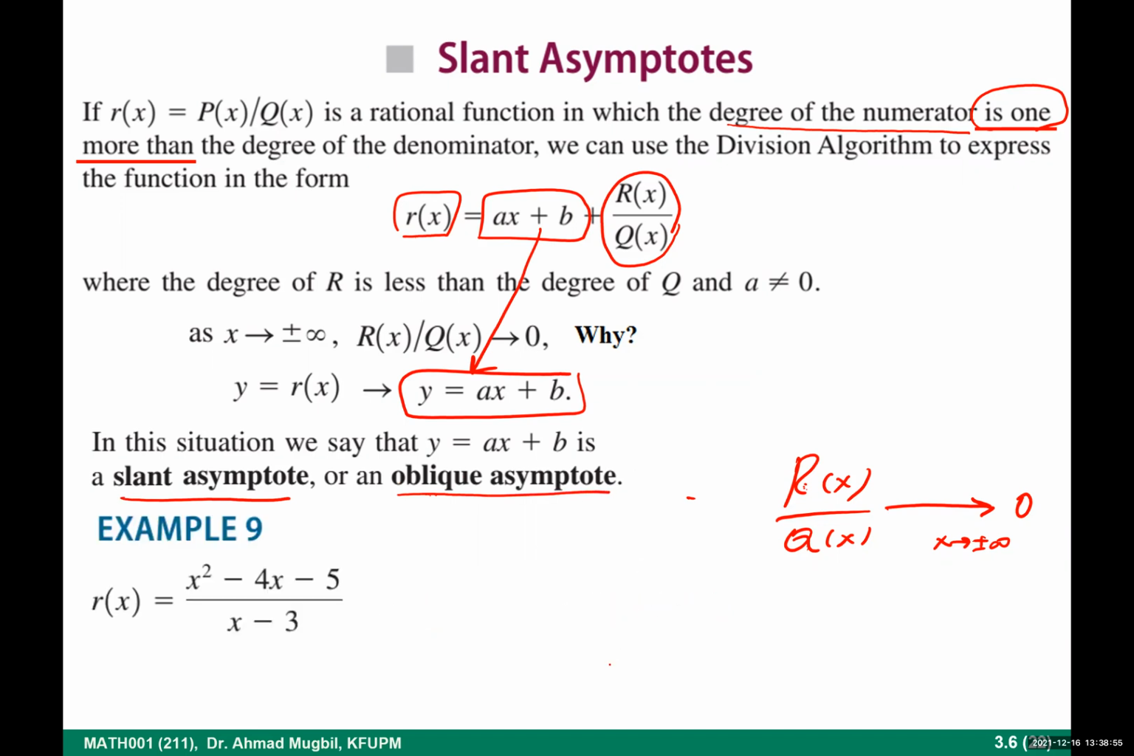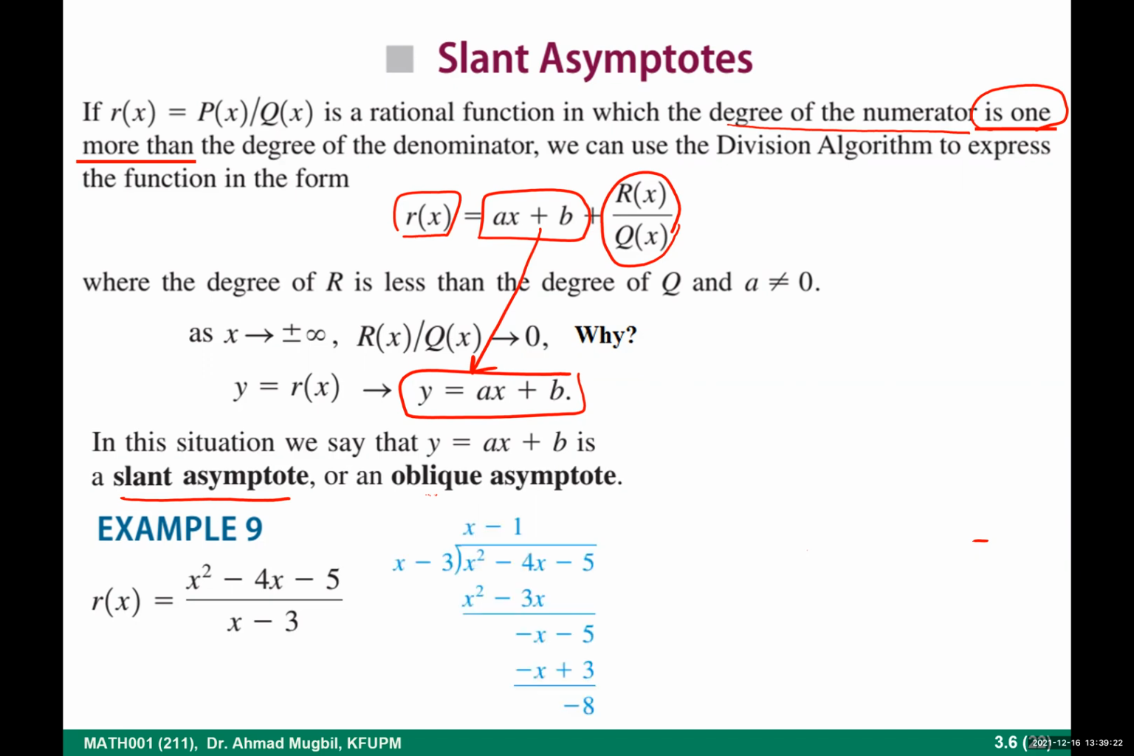Find the slant asymptote of this function if it has one. Is there a slant asymptote for this one? Does it have one or not, first of all, before dividing? Yes. Why does it have one? The degree of the numerator is exactly 1 more than the degree of the denominator. So it has. So what we will do is divide using long division.